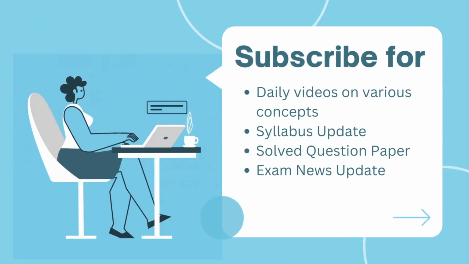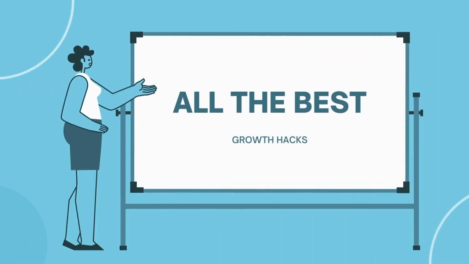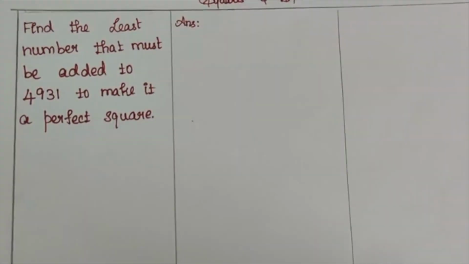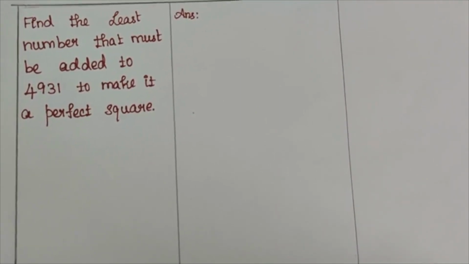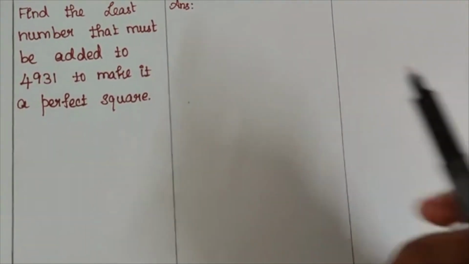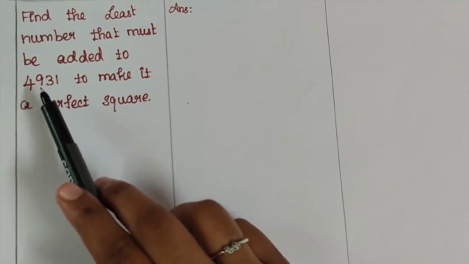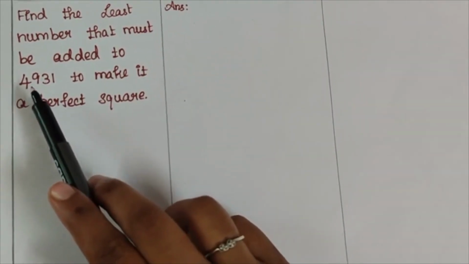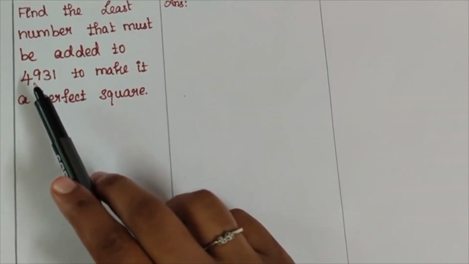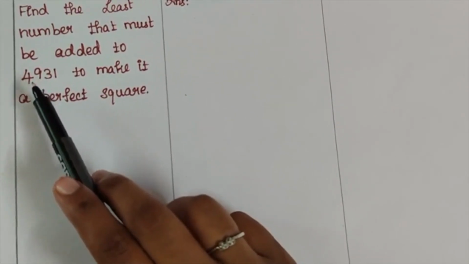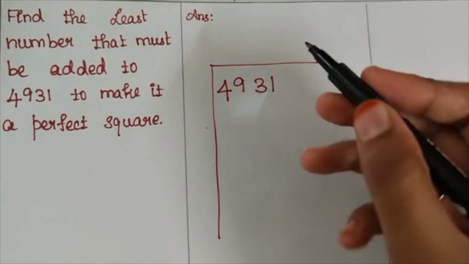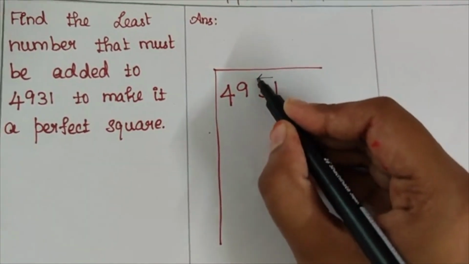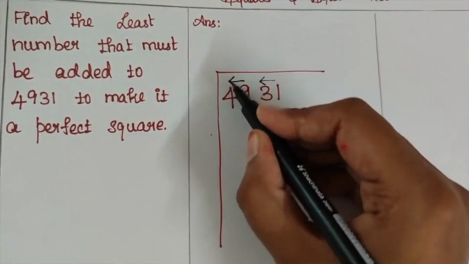Find the least number that must be added to 4931 to make it a perfect square. So, similar to the previous sum, here we need to find what number must be added. So, we need to perform long division now. For performing long division, we need to separate this from left to right. So, I am dividing into pairs.